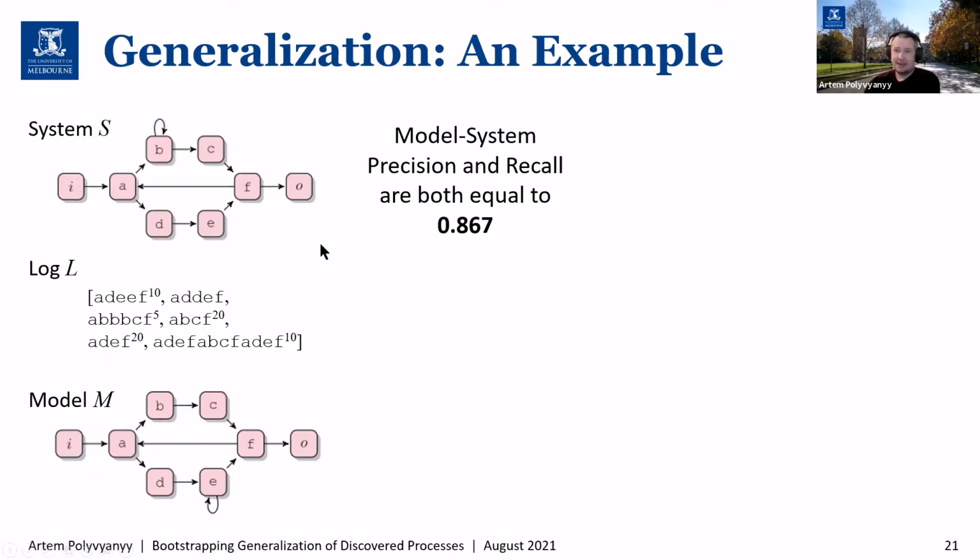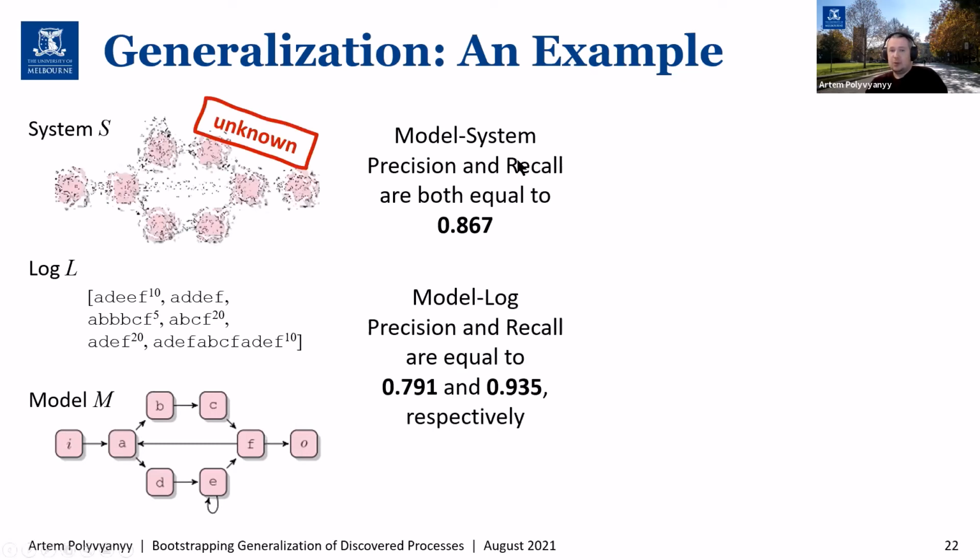Again, the same system, log and model that I demonstrated to you before. If I measure model-system precision and recall between this actual system and this actual model that you see on this slide, using this entropy measure, we will get some number. They will both be equal to 0.867. So this is a theoretically correct value that we want to observe. But we don't know the system, right?